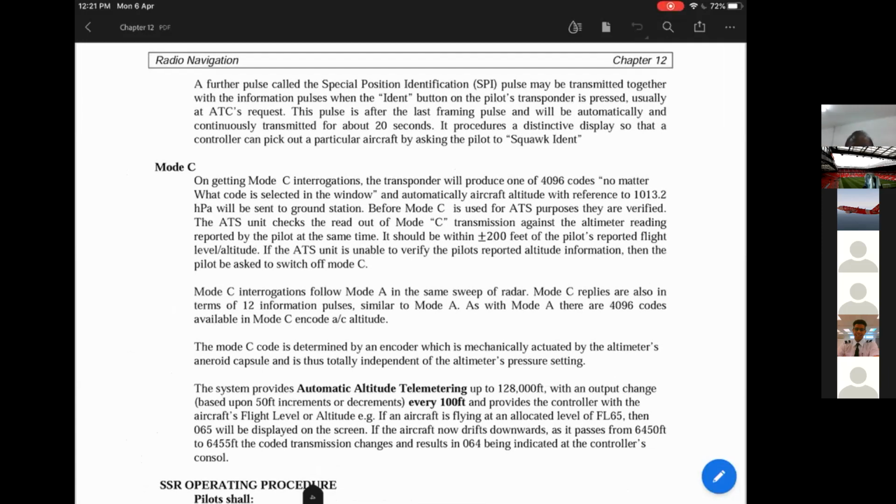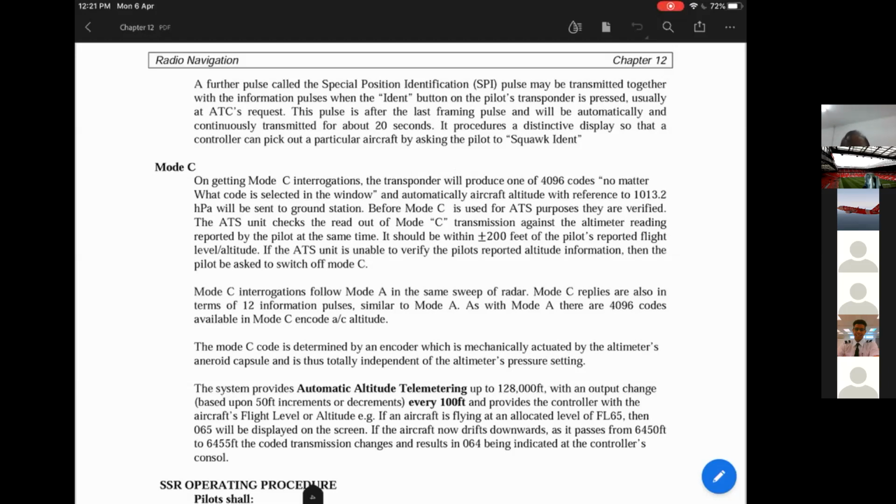We speak about mode C now. Mode C basically is for the height, right? Now, again, mode C also has got 4096 codes available. Whatever code you have selected, in case you are on mode C, the height information will always be displayed on this particular mode.